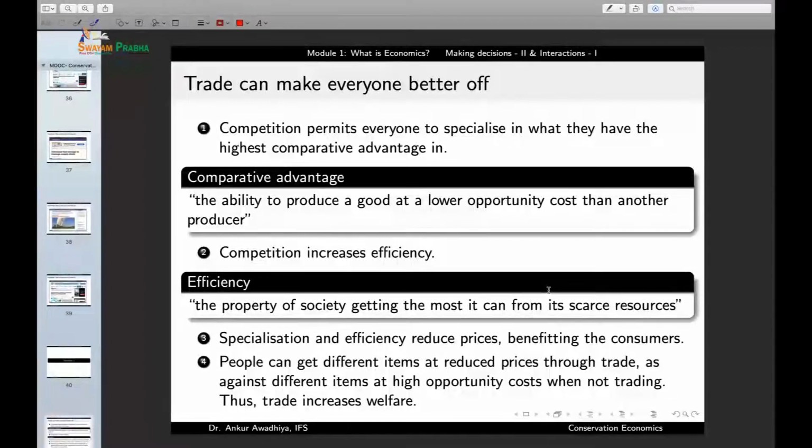So, in the case of trading, because none of us is constrained to make everything, we can focus all our time, energy, and resources into making those things for which we have the highest comparative advantage. What is a comparative advantage? It is the ability to produce a good at a lower opportunity cost than another producer.